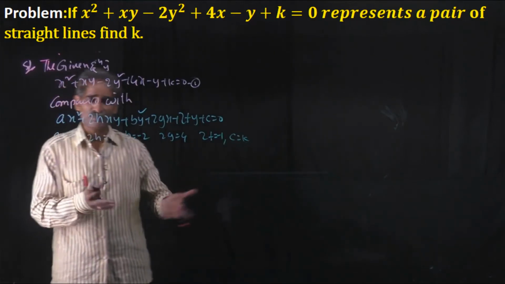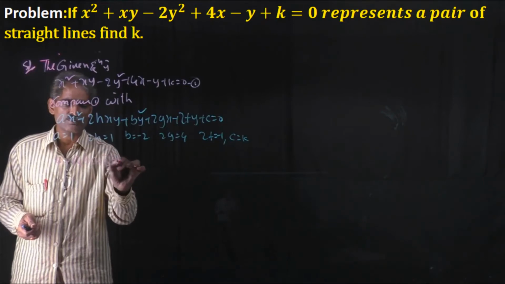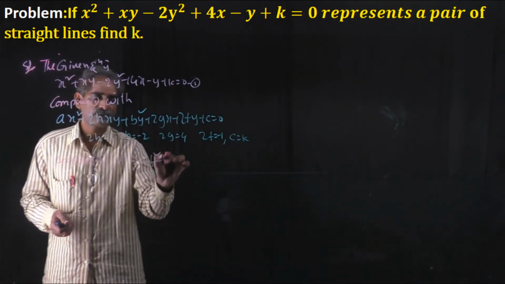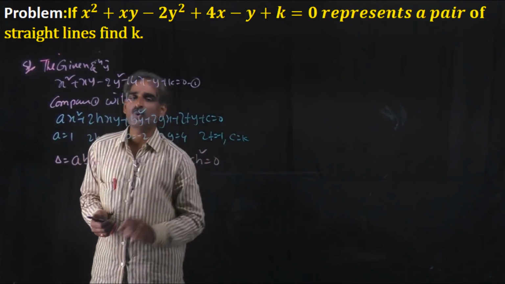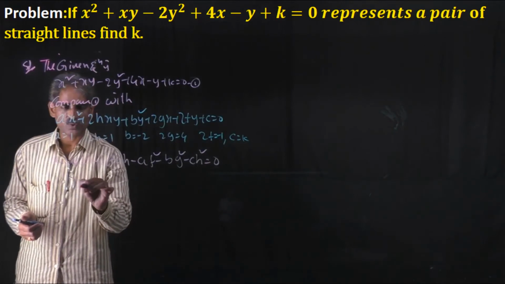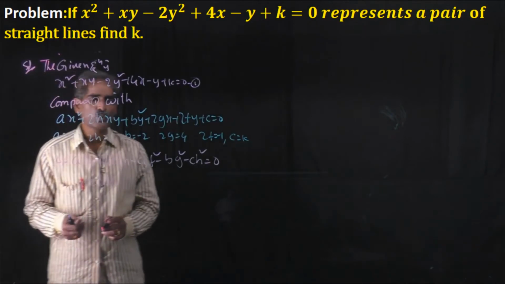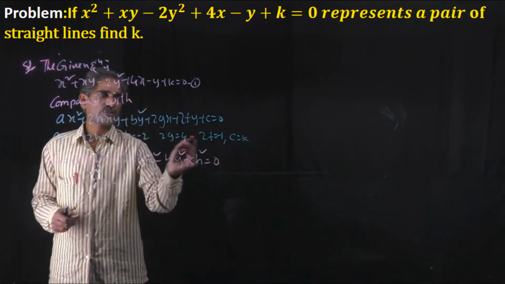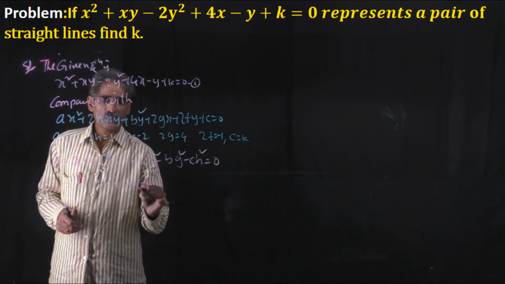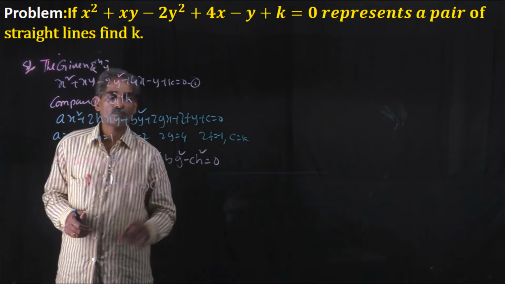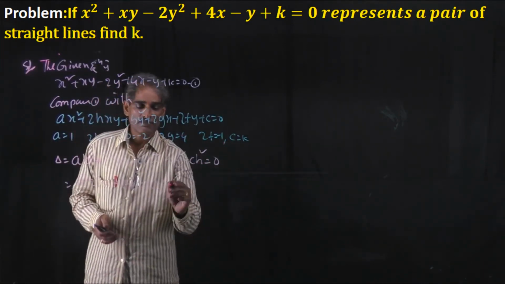You can use determinant form, otherwise a direct formula also. So what is the formula? abc plus 2fgh minus af square minus bg square minus ch square is equal to 0. So substitute values: a is equal to 1, b is equal to minus 2 and c is equal to k, plus 2fgh. 2f is equal to minus 1, g is equal to 2 and h is equal to 1 by 2. Understand? 2fgh minus af square.